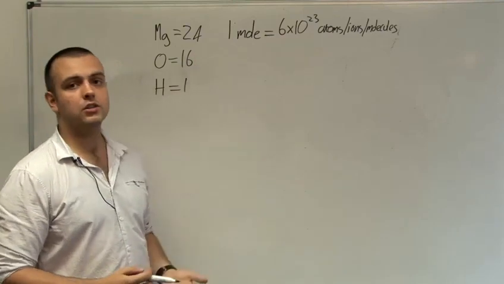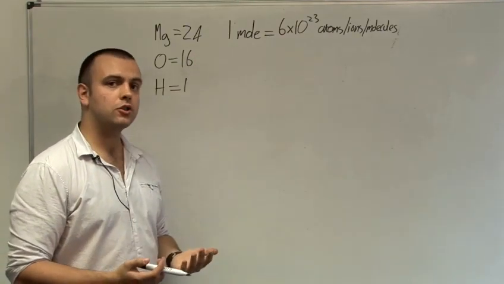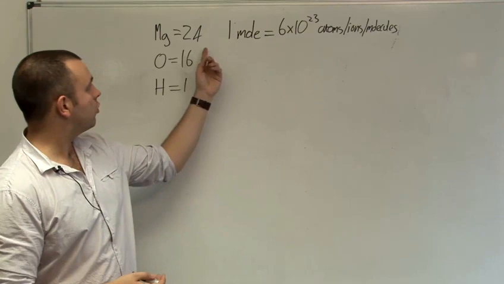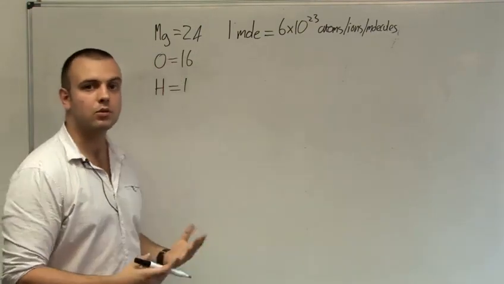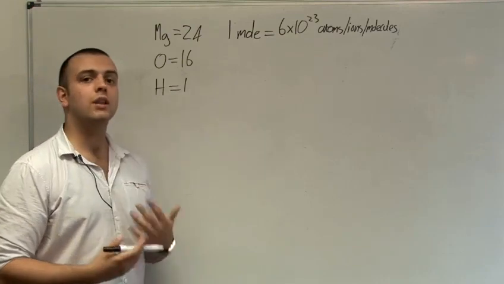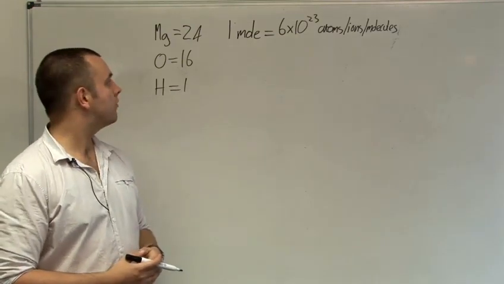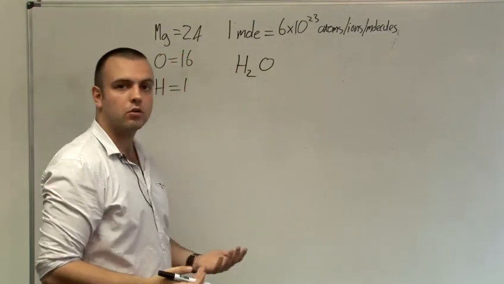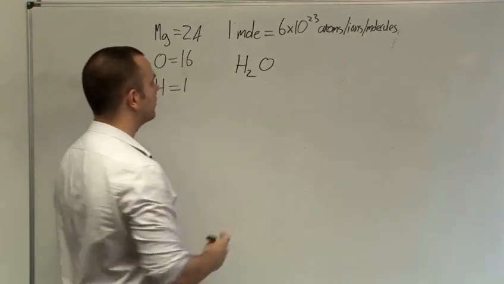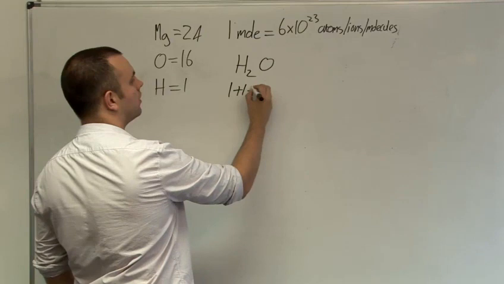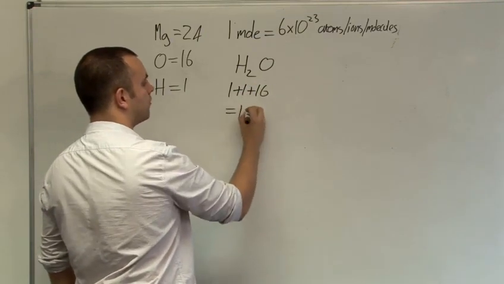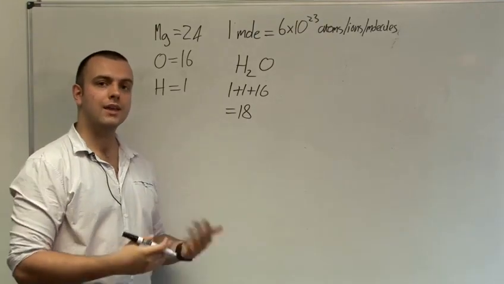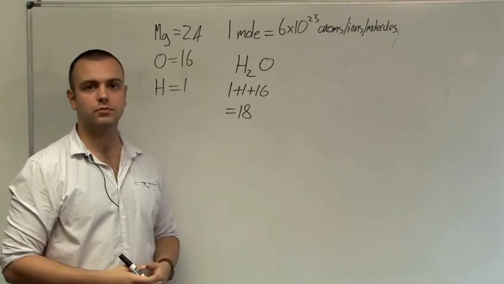Now, the relative formula mass of an atom or a molecule tells you how much 1 mole of that thing will weigh in grams. So for example, if you had 1 mole of magnesium, which means if you had 6 times 10 to the 23 magnesium atoms, that means it would weigh 24 grams. You can work out the formula mass for molecules very easily. So for example, water, 1 molecule contains 2 hydrogen atoms, 1 oxygen atom, which is 1 plus 1 plus 16. So the relative formula mass of water is 18. This means that 1 mole of water will weigh 18 grams.